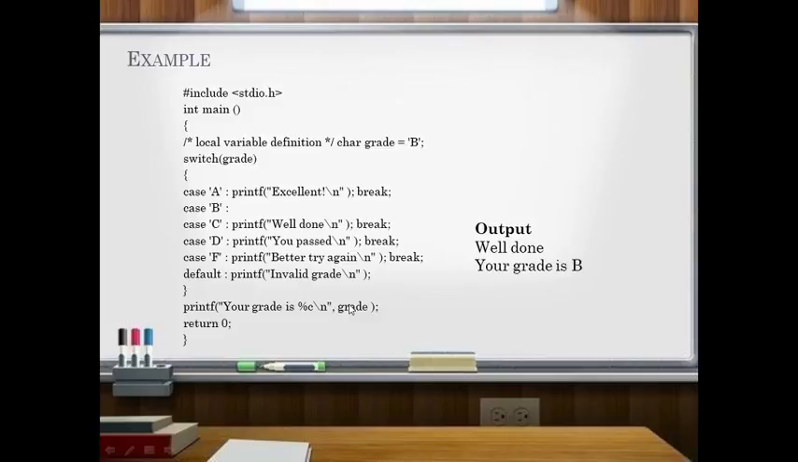So let us see the output. See, the output will be well done and your grade is B. So as the rules indicate, the switch must take an integral value, either a constant literal or integral value must be there, and break is optional. See here in the second case we do not have any statement as well as break, so that's why the control moves to the next subsequent case and then it prints those values. Okay, so this is how the switch case works.